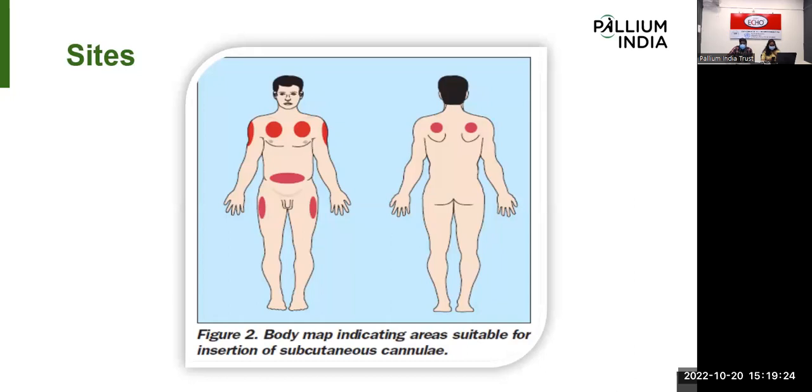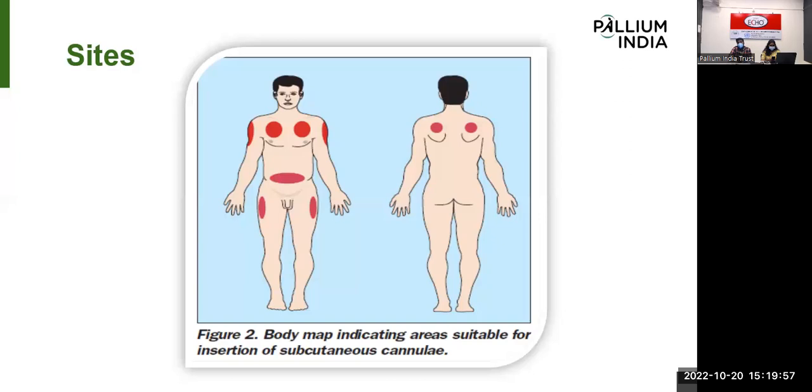First one, upper chest area or intercostal plane. Then the upper arm, the lateral aspect of both upper arms, around the umbilicus, lateral aspect of both thighs, then both scapular regions, then both upper aspects of the buttocks. These are all the main sites where we can give the subcutaneous injection.